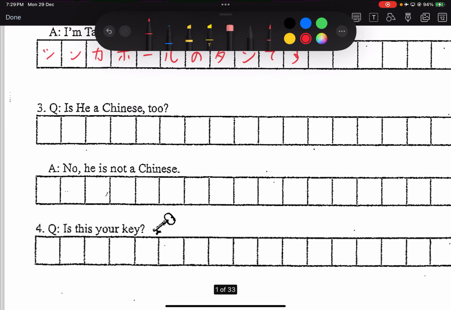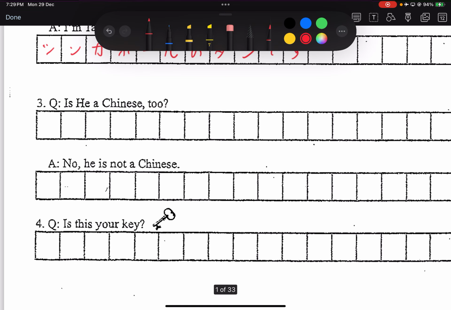Okay, number 3. Is he Chinese too? 彼も中国人ですか? Very good. This is 中, so our U, CHU, our YU is small. 中国人ですか? So 彼も中国人ですか? So he is also Chinese? Question mark.